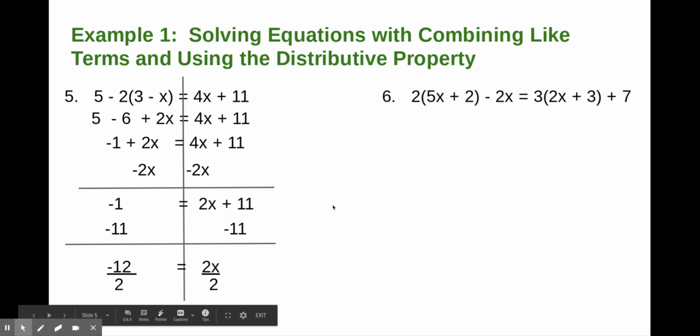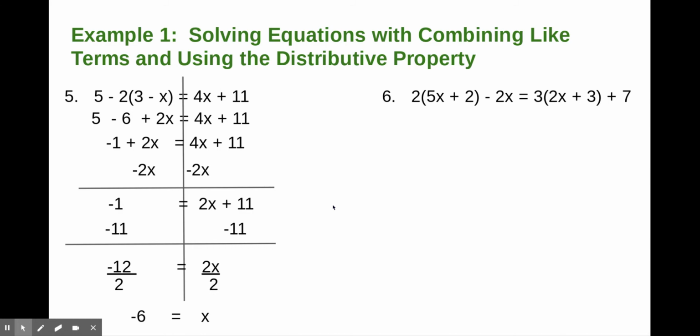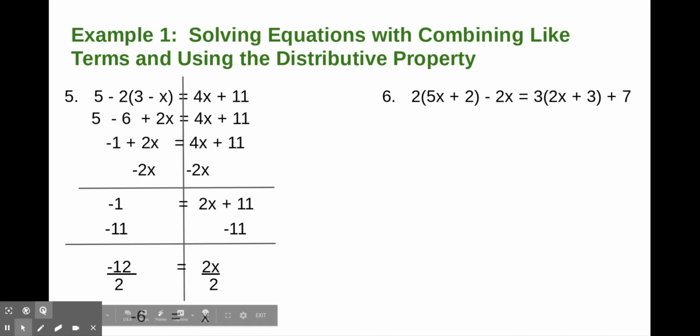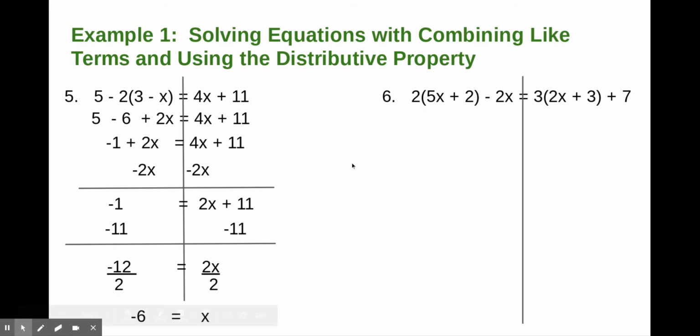This is a big one. So that's 2 parentheses 5x plus 2 minus 2x equals 3 parentheses 2x plus 3 equals 7. When you have a problem as long as this one, make sure you are separating it into the left side versus the right side. Make sure you draw that line going down. Okay, so let's take a look.